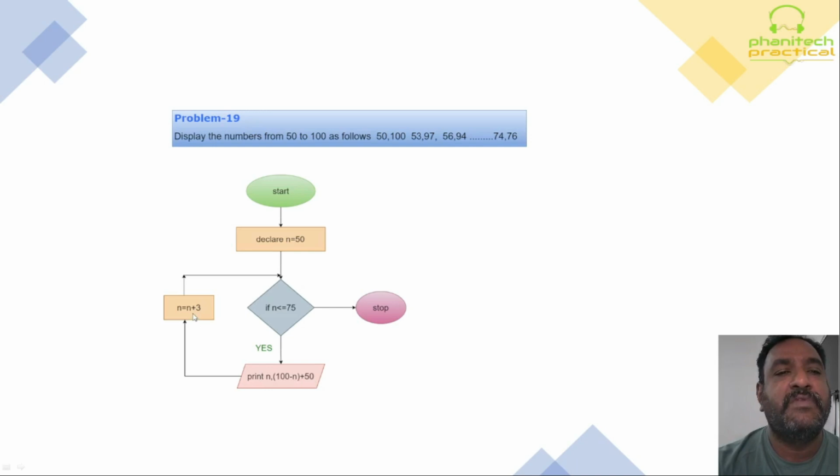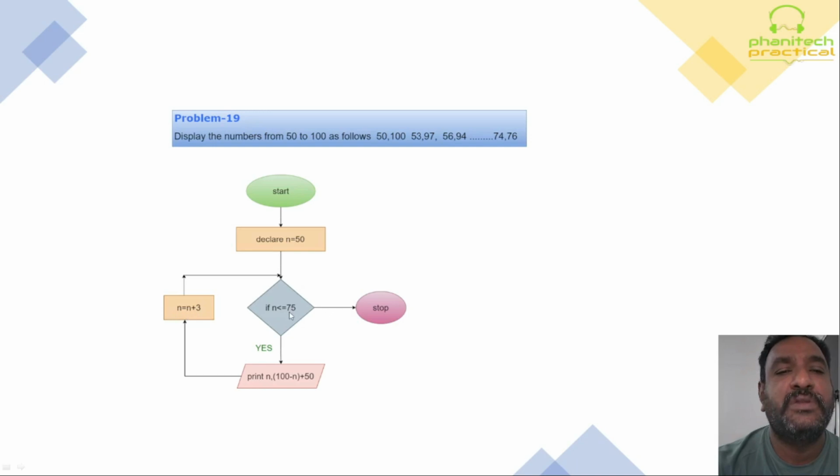Again n is incremented. 53 becomes 56. 56 less than or equal to 75, the primary condition is satisfied. 56 is displayed. 100 minus 56 becomes 44. 44 plus 50 becomes 94. And 56 plus 3 is 59. 59 less than or equal to 75, the primary condition is true. 59 is displayed. 100 minus 59 becomes 41. 41 plus 50 is 91. And 59 plus 3 becomes 62.